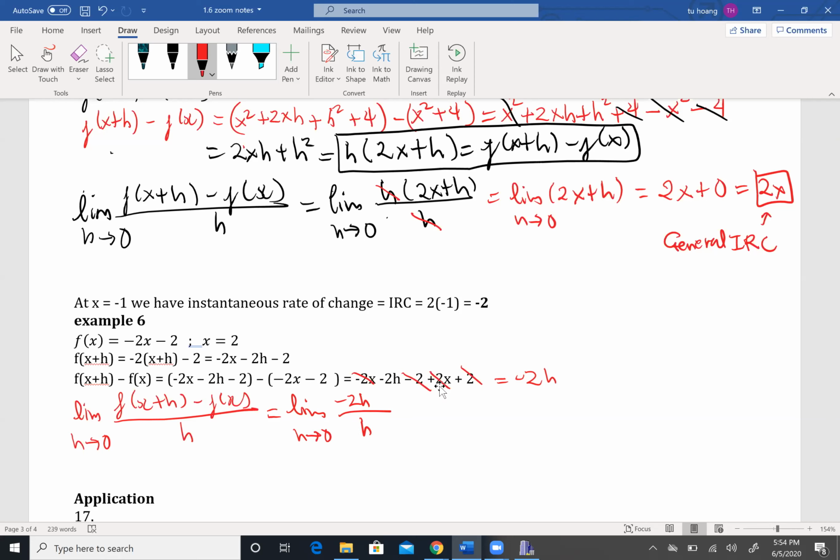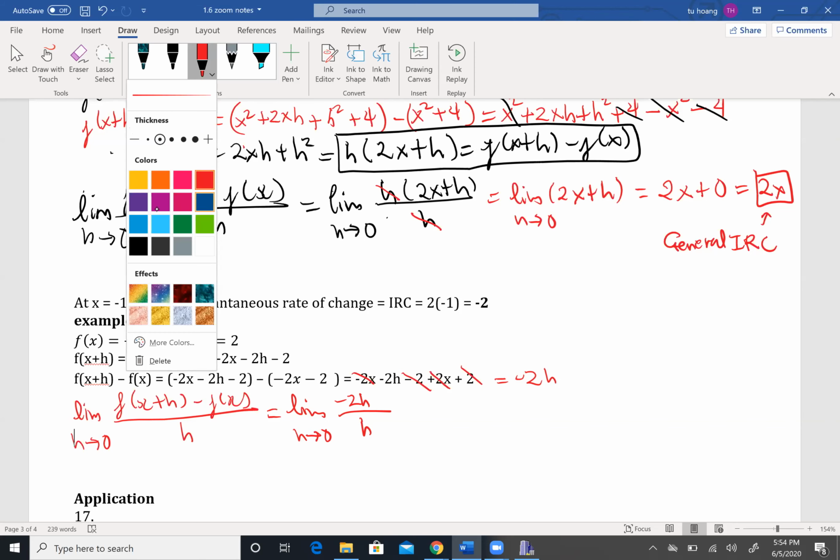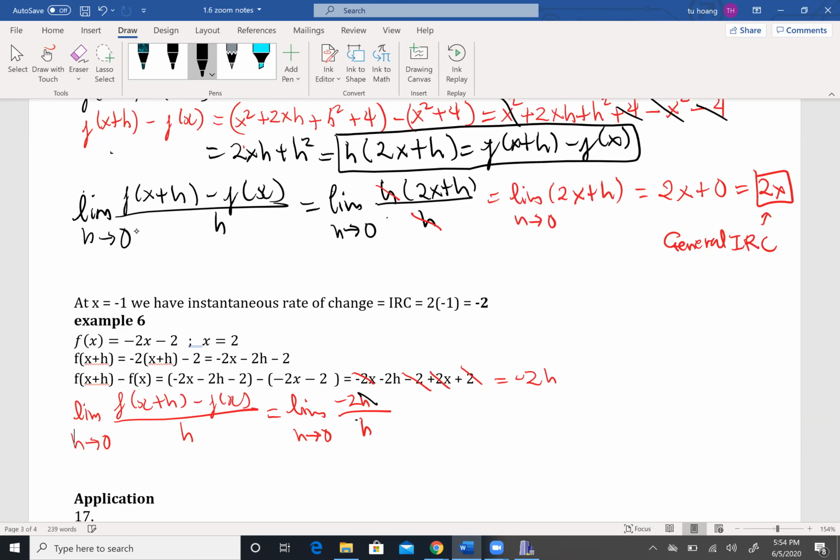And again, since h approaches 0, it doesn't mean that h is equal to 0. So then you can cancel the h, and now you will get the limit of negative 2 as h approaches 0. In this case, there is a limit of a constant. So that should be the constant, which is negative 2 is the answer. Okay? So negative 2 is the answer of example 6.